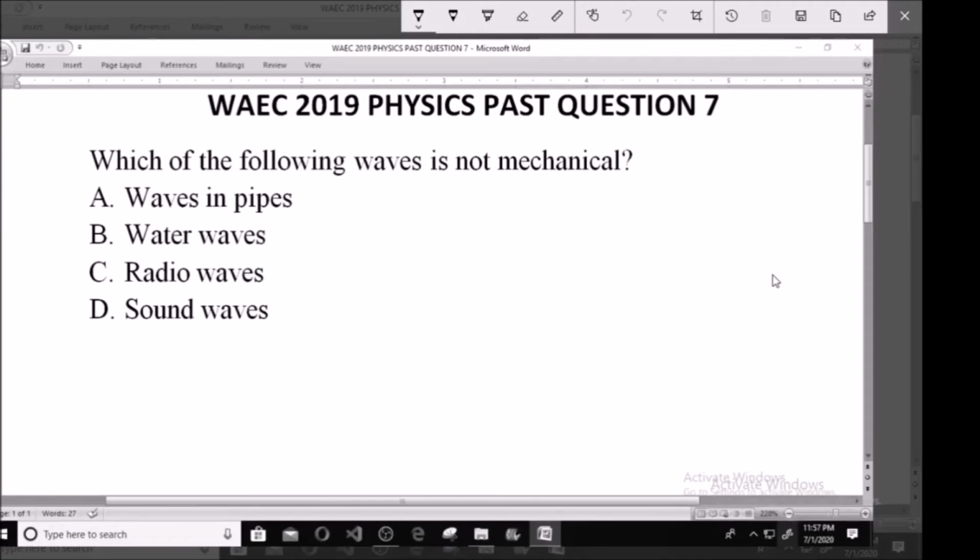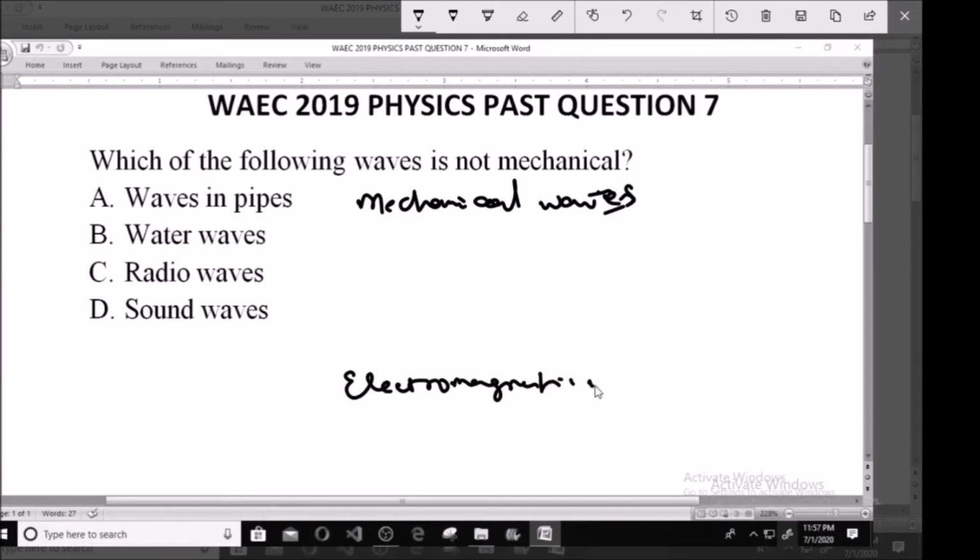Now there are two broad categories of waves. We have what we call the mechanical waves. Those are waves that need a medium for them to be transmitted. Then we have what we call electromagnetic waves, waves that don't need any medium for them to be transmitted. So mechanical waves are those waves that require a material medium for their propagation.